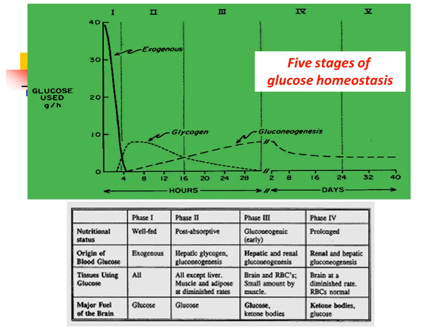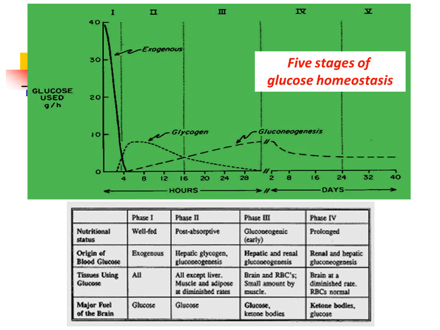This is known as fast absorptive phase. The origin of blood glucose is from hepatic glycogen and gluconeogenesis. All tissues except liver, muscle, and adipose use glucose at diminished rates. Major fuel of the brain is glucose.